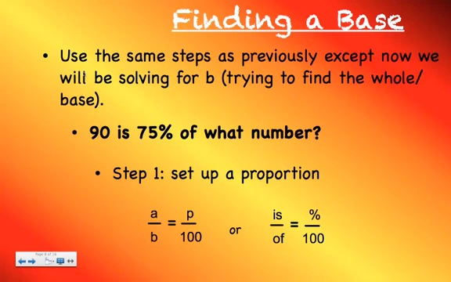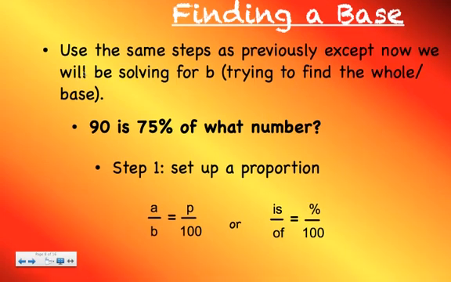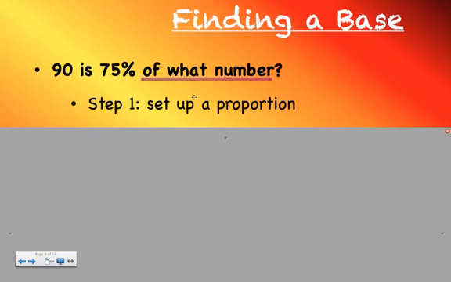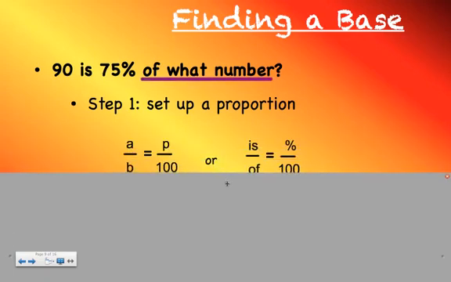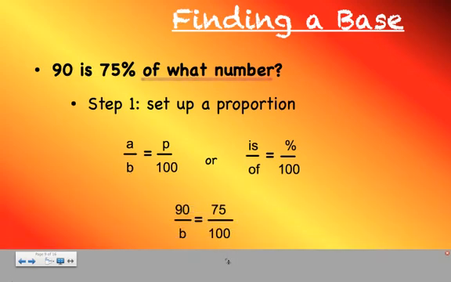So when I set this up, I'm going to set up a proportion. And remember, of what number? I'm trying to find my base. So I'm going to set up the information. I'm going to put information in my A, my numerator, which is my part, or my is. Here, I'm going to set up information for my P, because I know the percent, and I just have to solve for B. When I set in my information, I put 90 over B equals 75 over 100.